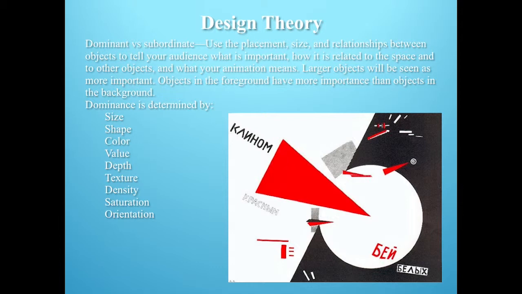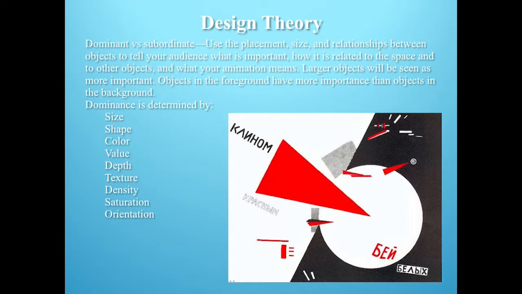Other design theories that you can use: dominant versus subordinate, using placement, size, and relationships between objects to tell your audience what is important, how it is related to the space and to other objects, and what your animation means. The larger objects will be seen as more important. So you see you've got a big red triangle and a big white circle, and then you have a black zone and a white zone.